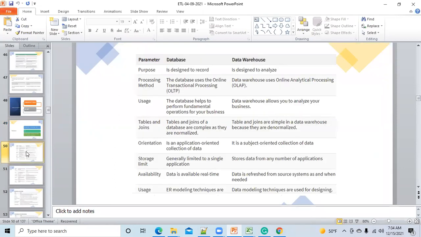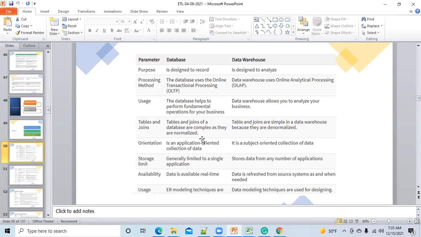Okay. Now coming to database and data warehouse. Again, the same thing will come. Database is designed to record. We are loading the records on a daily basis. Data warehouse is for analysis. Processing method is OLTP here, OLAP here. I'm moving a little bit fast because all these things we have covered. Usage: this is used to perform fundamental operations of your business, meaning day-to-day operations, what is happening. Database is used for that. But data warehouse allows you to analyze your business.